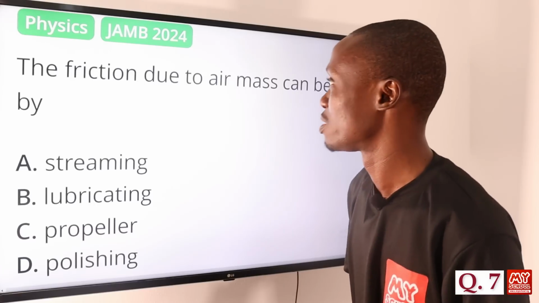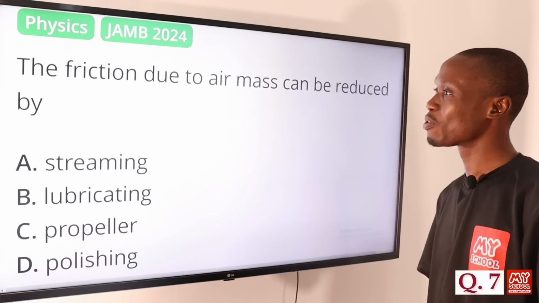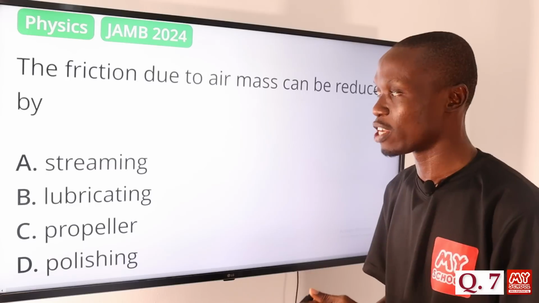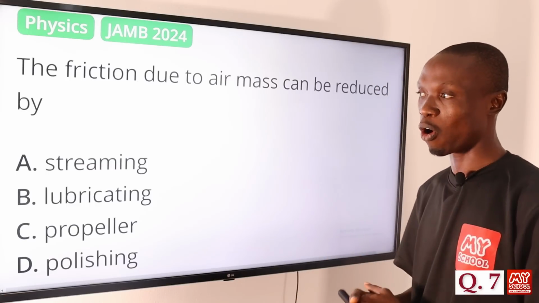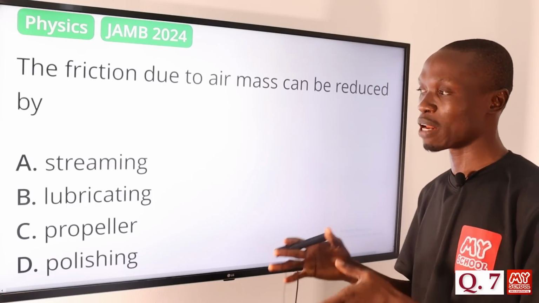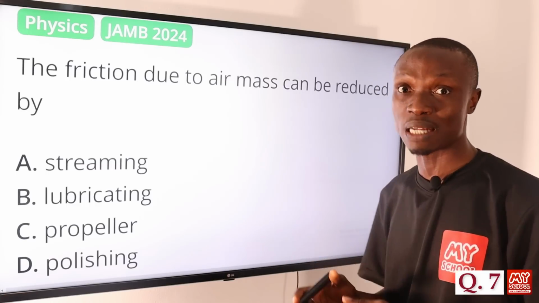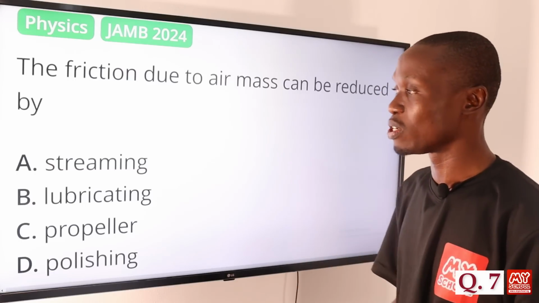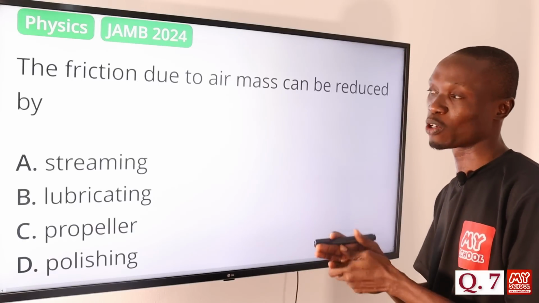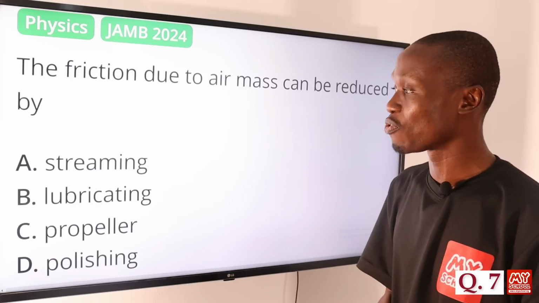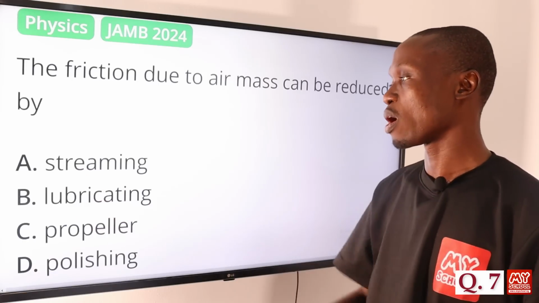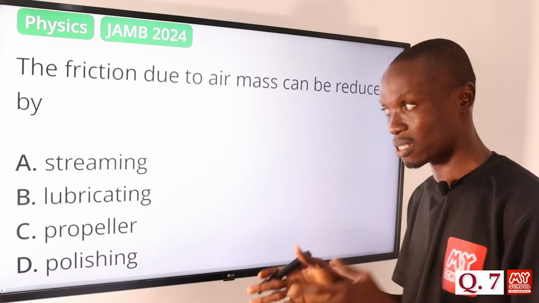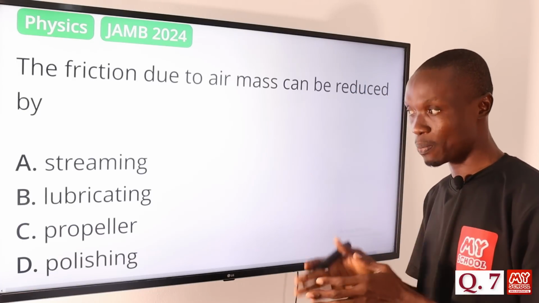Question 7. The friction due to air mass can be reduced by A, streaming. So streaming simply refers to the streamlined shape of an object, right? The streamlined shape of an object helps to minimize air resistance, in this case drag, of an object moving in air. B, we have lubricating. So lubricating helps to reduce friction between the parts of a moving object, right?